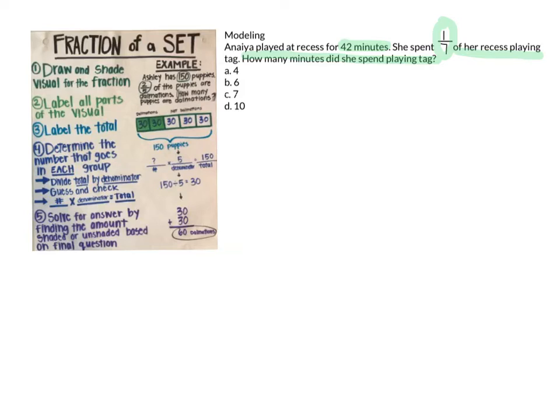So let's take a look at our fraction of a set anchor chart and use our steps to solve. My first step: draw and shade a visual for the fraction. Our fraction here is 1/7. So the first thing I want to do is draw 1/7. Anytime we're drawing a fraction, we start by drawing our whole.